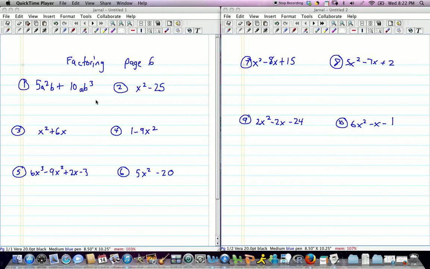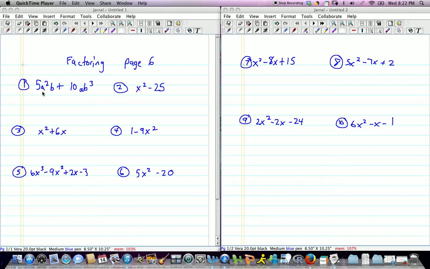The first thing we need to consider when looking at a problem that asks us to factor is to look for a greatest common factor. A greatest common factor is something that all of the terms have in common. And the terms are all of the monomials or single terms that are separated by addition and subtraction signs.